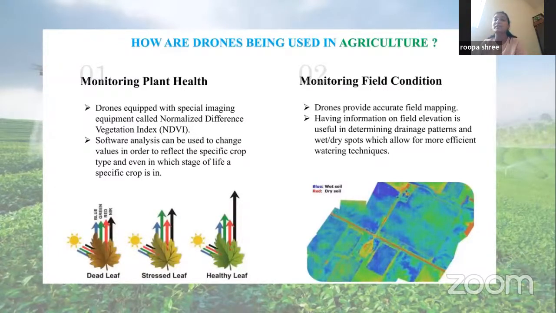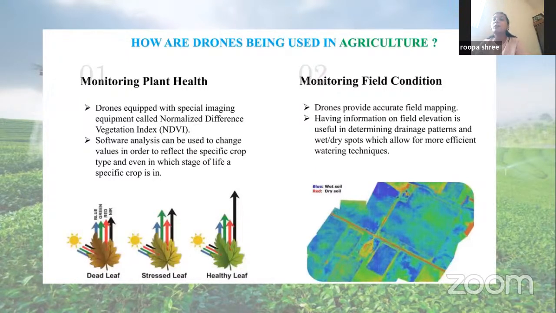How are drones being used in agriculture? Monitoring plant health. Drones equipped with special imaging equipment use the normalized difference vegetation index, and this software will be used to know the condition of the crop. Like we'll use this drone to know whether it is a dead leaf, a stressed leaf, or a healthy leaf. It is very necessary to know the condition of the crop, because if it is stressed, we need to give water to it to convert it into a healthy leaf.